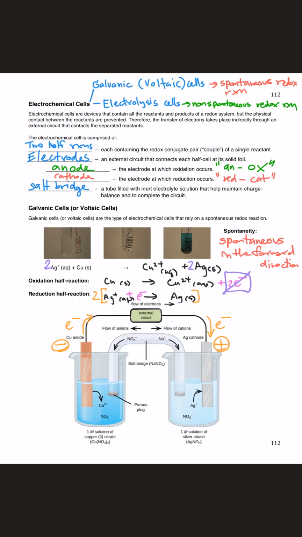Another thing that you can memorize is that cat goes together, right? Cathode goes with cation, right? Anion goes with the anode, right? So that's how you can use it to memorize this.